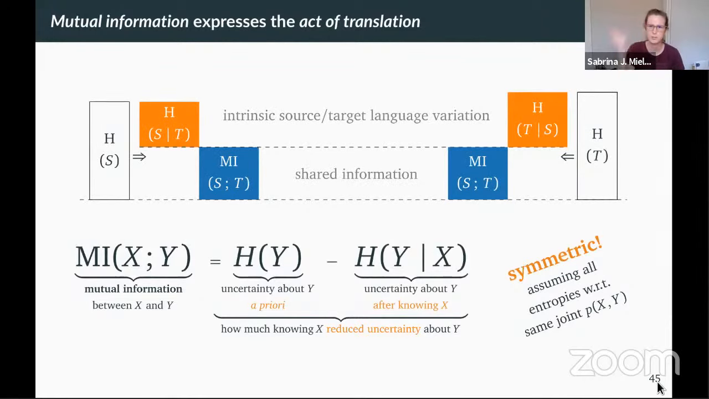You know, we have the source sentence, we have the target sentence, and both entropies decompose from the full one into just subtracting this orange block. That is, how much uncertainty is left after translation. And then this blue block is the mutual information that we're looking for. So there's an issue here. This assumes that we have good probability distributions, and we don't.